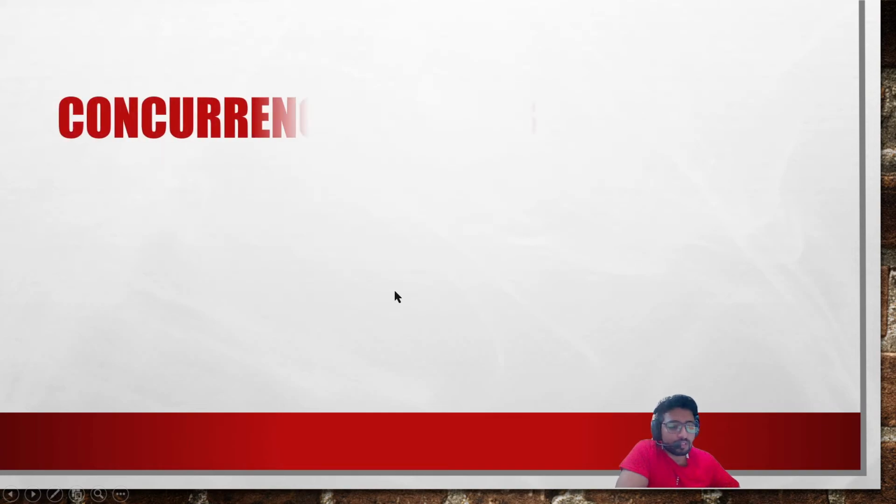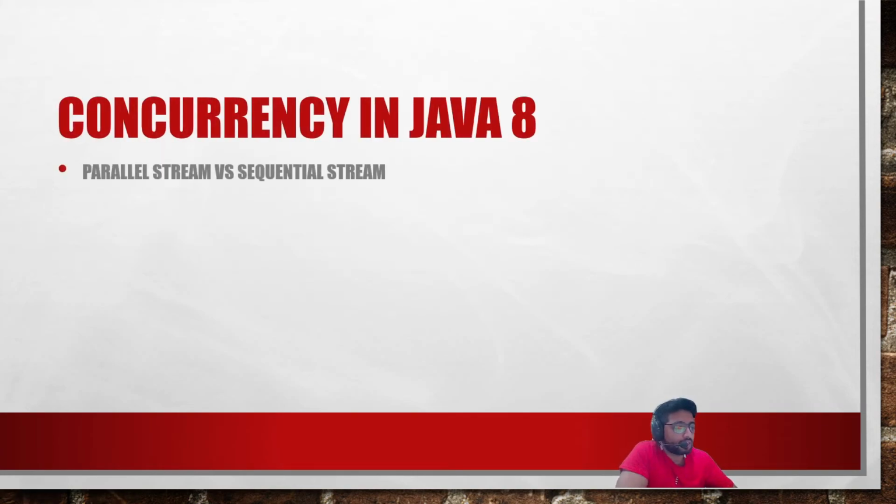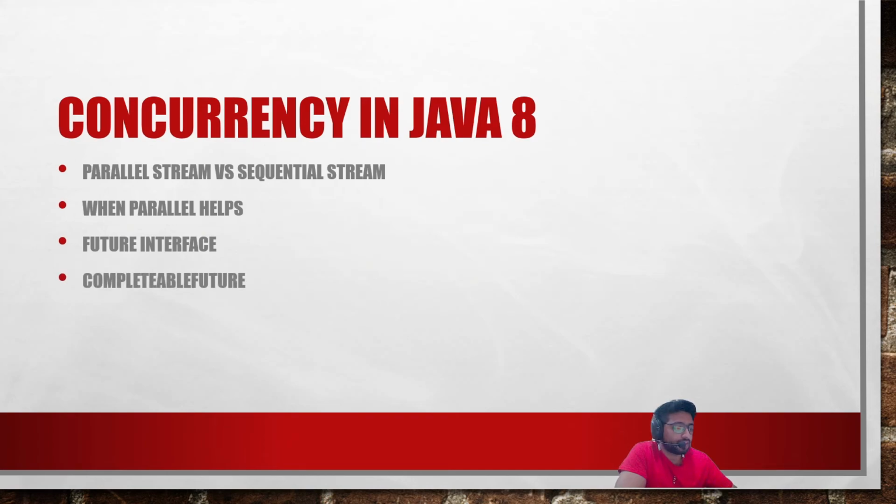Next, we will see some of the concurrency operations in Java 8, like parallel stream versus sequential stream, and where we can use the parallel streams. Then we will see the Future interface, then CompletableFuture interfaces.